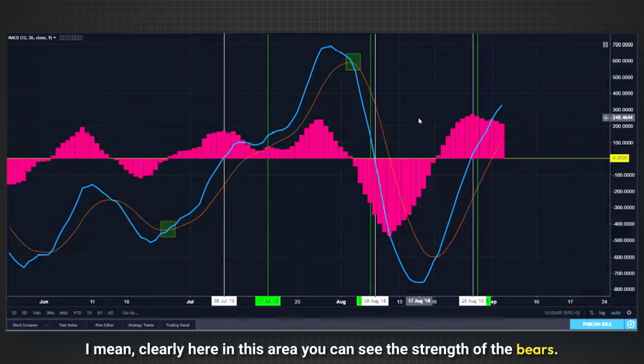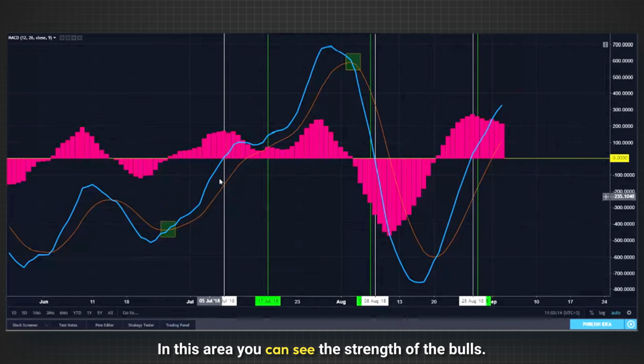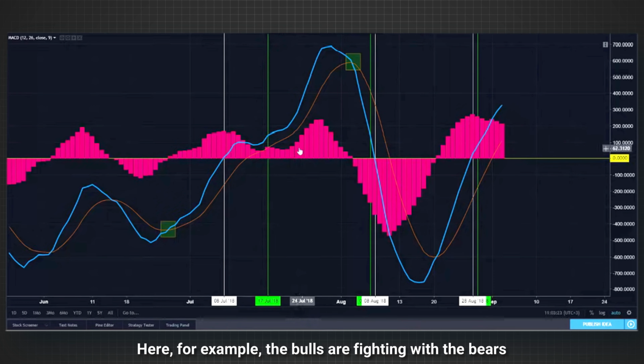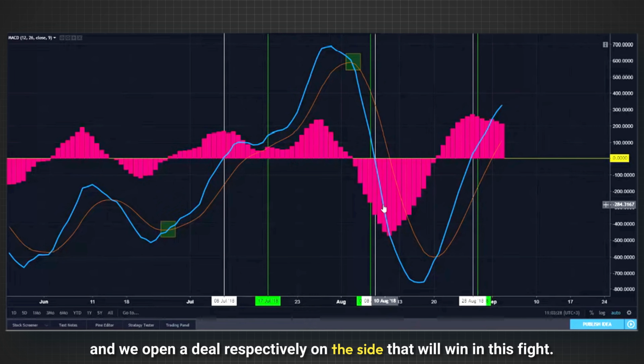I mean, clearly here in this area, you can see the strength of the bears. In this area, you can see the strength of the bulls. And here, for example, is the area of uncertainty, the rectangular formation. Here, for example, the bulls are fighting with the bears. And we open a deal, respectively, on the side that will win in this fight.